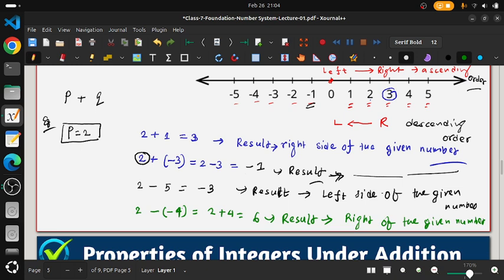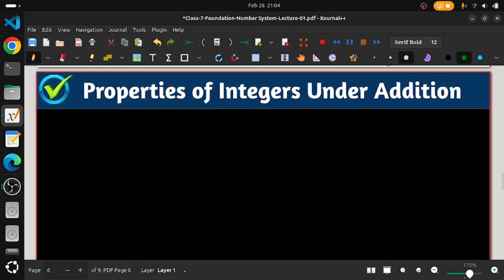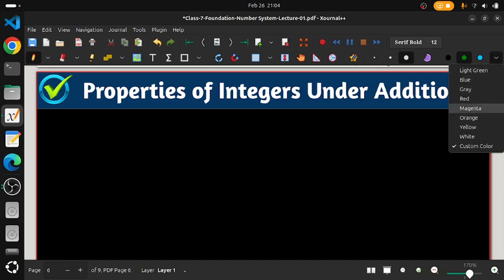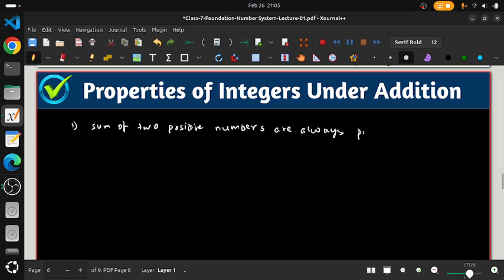So in the next slide, here we have the properties under addition. The first point: the sum of two positive numbers is always positive. Clear?